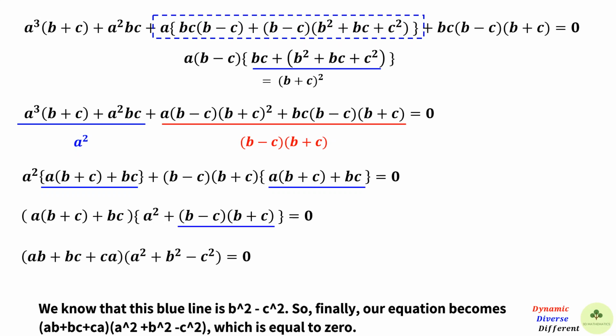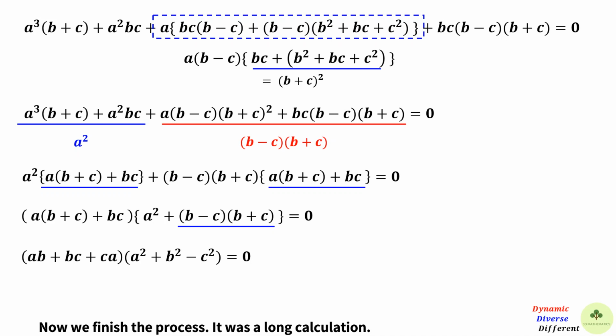We know that this blue line is B squared minus C squared. So finally, our equation becomes AB plus BC plus CA times A squared plus B squared minus C squared, which is equal to 0. Now we finish the process. It was a long calculation.